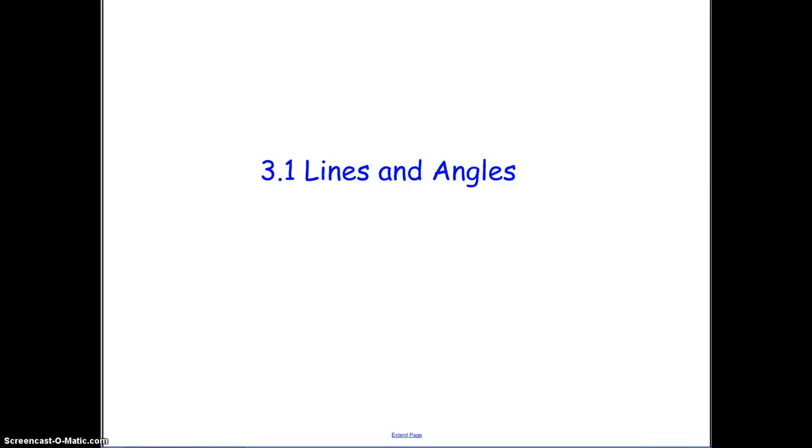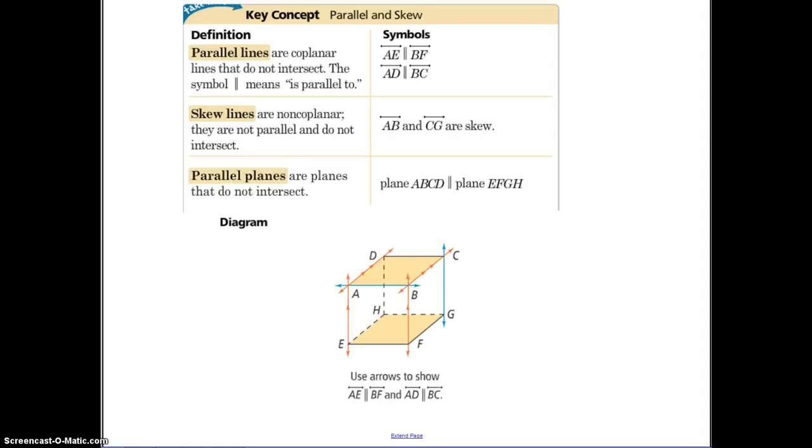We're going to work on section 3.1 today, which is lines and angles. So first thing, let's review some of the stuff you already know, things like parallel lines, and make sure you have a correct definition for them. Parallel lines are coplanar, which means they have to be in the same plane, and they are lines that do not intersect. Our symbol is right here. We use that double L to be our symbol for parallel.